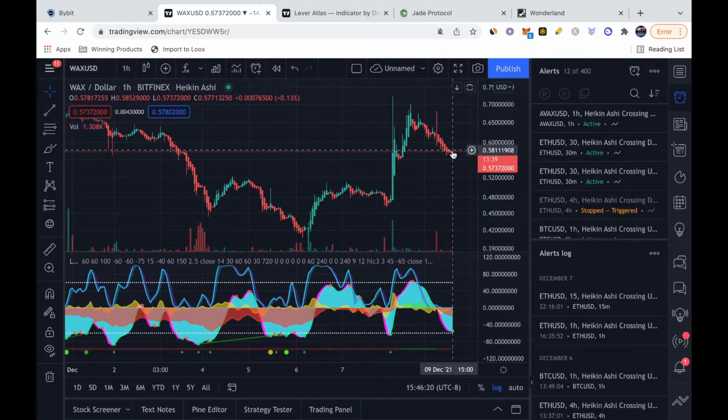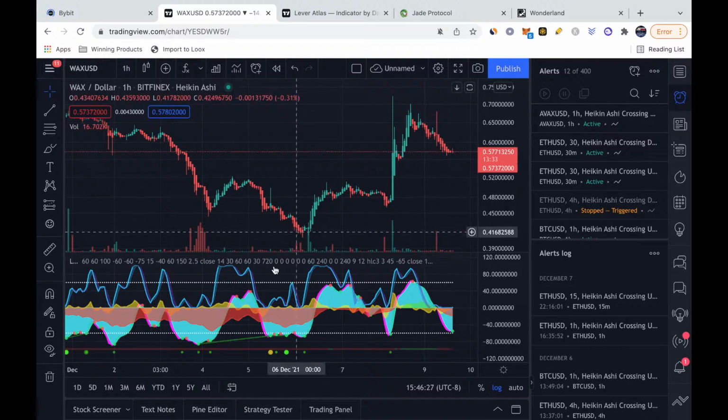So I don't know. This probably still looks bullish to me, but I wouldn't take a trade here because I don't see a clear divergence. Like here, this was a clear divergence, right? Price going down, momentum going up. This is a clear spot to get in on a long.